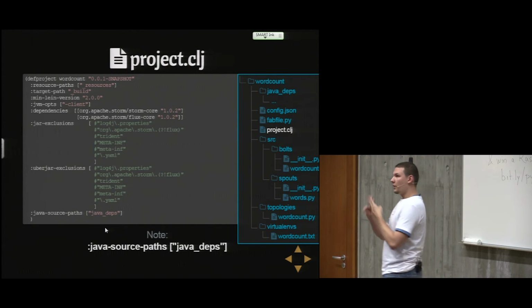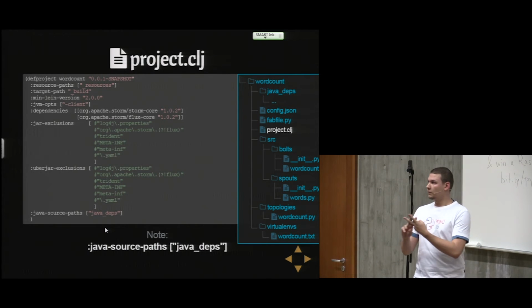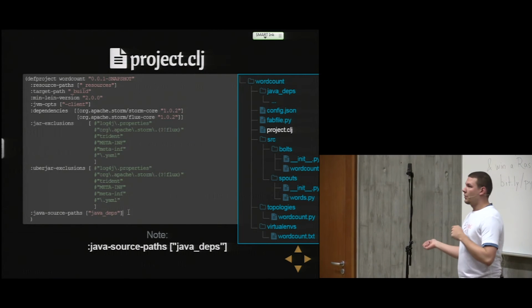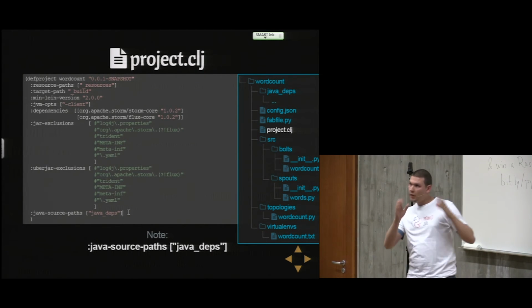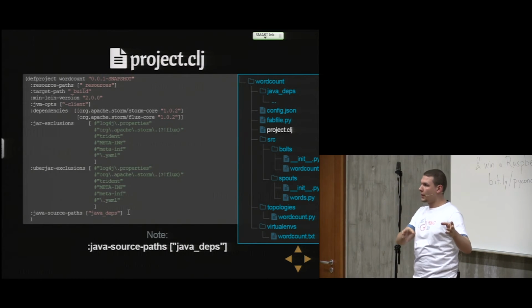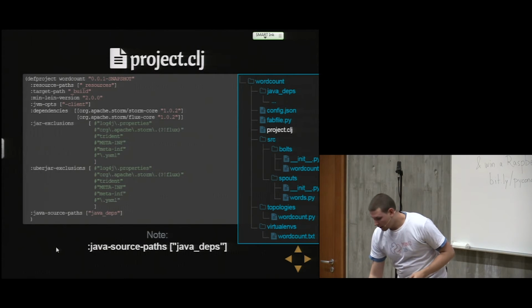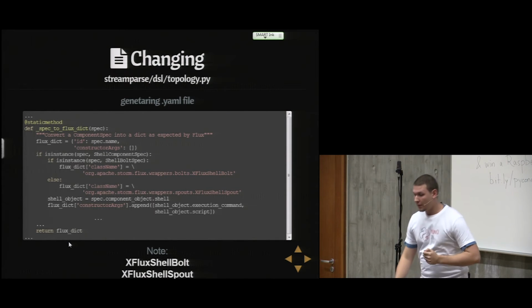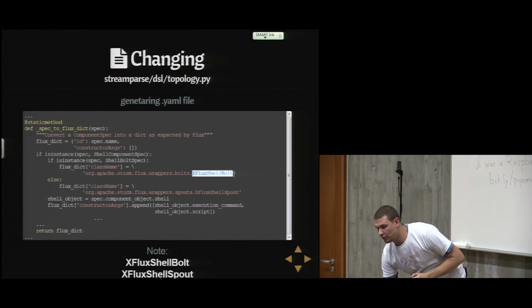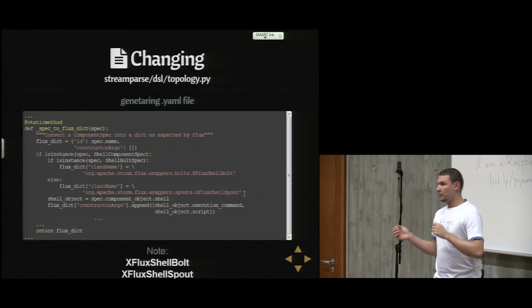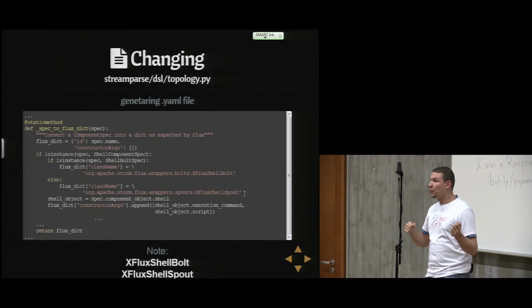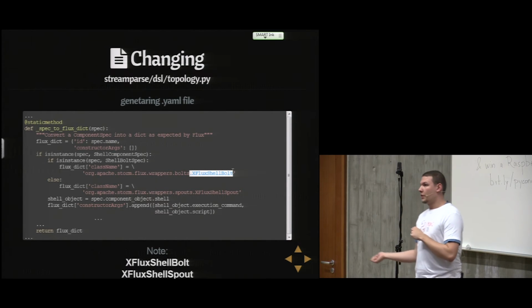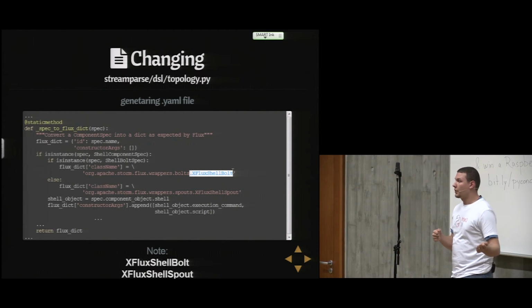You can do two things to include these Java files. The first is that you need to state in your project closure where your Java classes are. So you say, yes, here is the folder where you can look for Java classes. And the other thing, and that's quite hacky, is changing the Streamparse source code so it doesn't create the Xflux shell bolt or Xflux shell spout. Or the other way you can do it is to change the YAML file. So you just include our Xflux shell bolt and Xflux shell spout, and you have control over the spawning of the Python process.